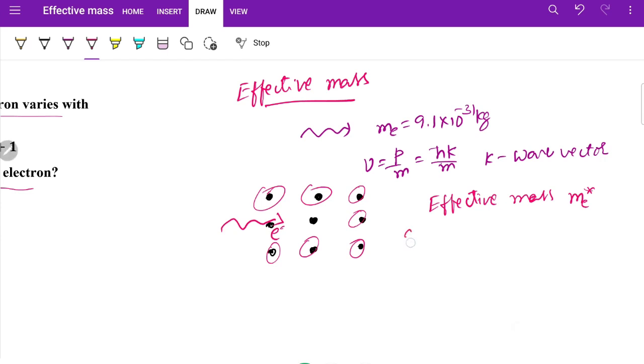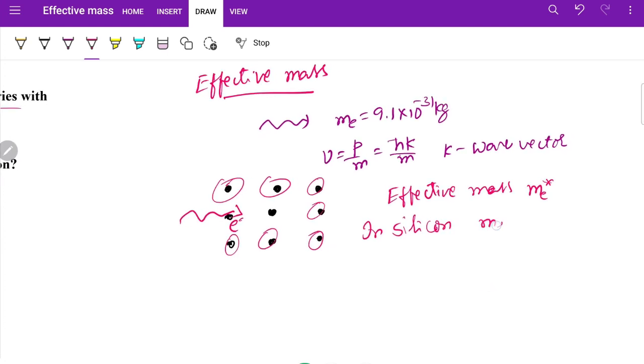For example, in silicon, the effective mass of an electron is less than the mass of an electron in free space. Whereas in some fermionic solids, effective mass is greater than m e. So this effective mass is not a fixed quantity. It depends on the curvature of the energy band.